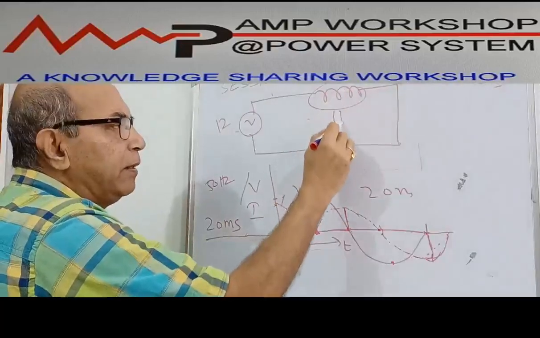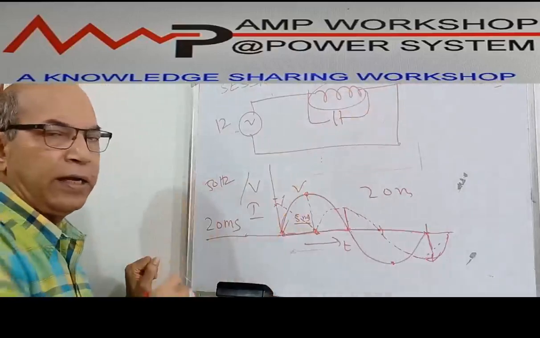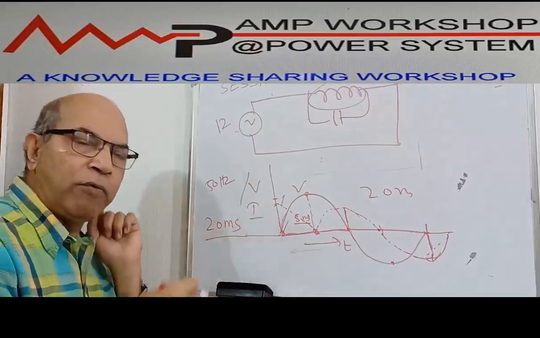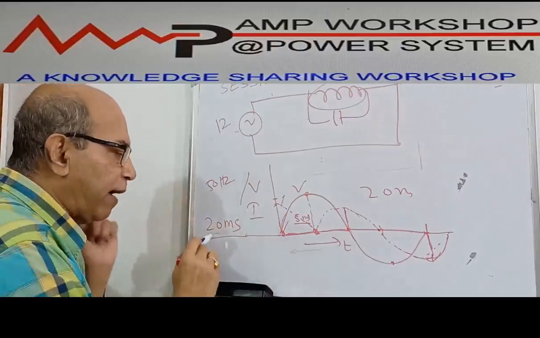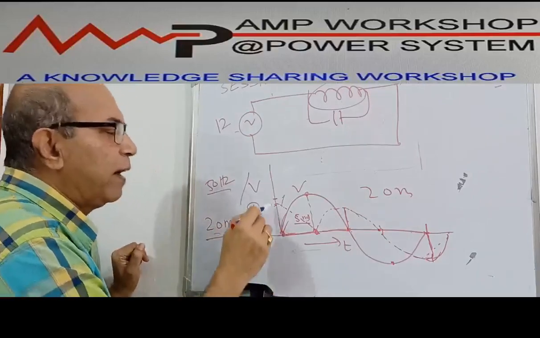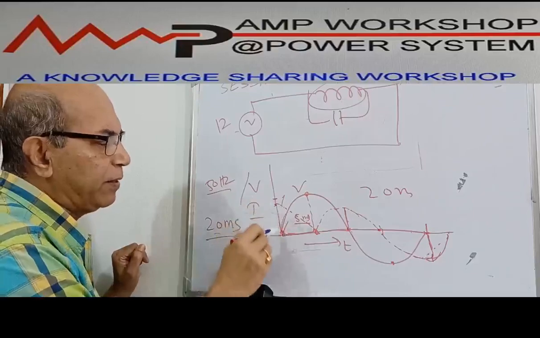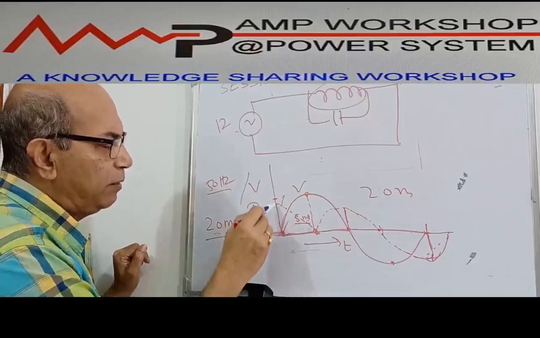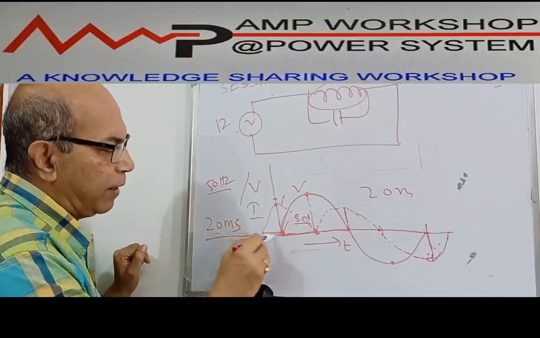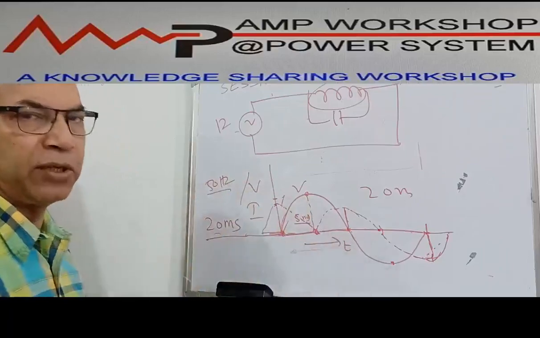If it is replaced by a capacitor, then the current will be leading the voltage by 90 degrees, which means 5 millisecond. When voltage is zero, current is maximum positive, by a 5 millisecond difference. It becomes zero at 5 millisecond. So this is the capacitive circuit.